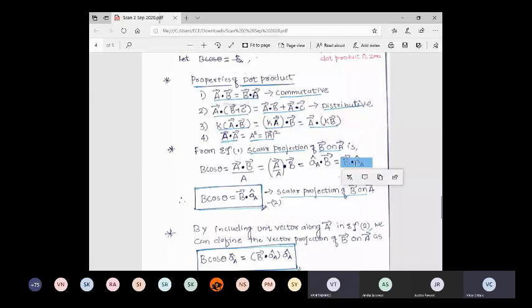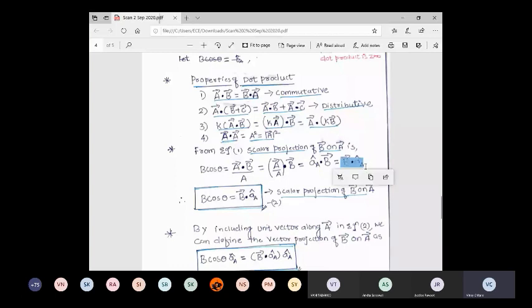Vector A dot the unit vector along B. Yes, very good. It will be vector A dot the unit vector along vector B. Is that clear? Yes, sir. So you should remember this. We'll be using this one often.